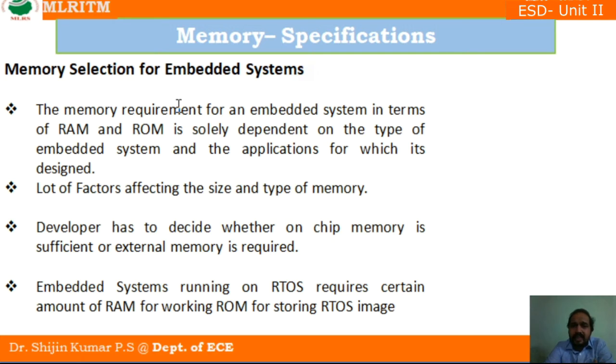So the type of memory, that is whether we have to use a RAM or whether we have to use a ROM, that is entirely depending on the embedded system we are using or the application for which we are developing the embedded system. So there are many factors that are affecting the size and the type of the memory that we are using for an embedded system.